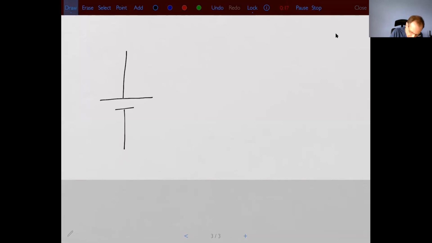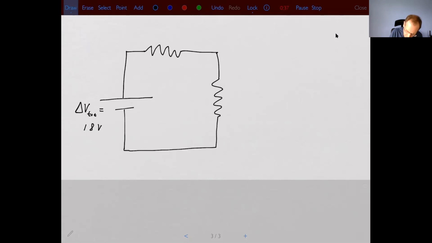Okay, so this is the circuit that I want you to construct for that last part of the lab. So your battery, you're going to make that an 18-volt battery. So you can think of it as delta V total. This is going to be 18 volts. Then you're going to have a resistor here, and then 3 resistors in parallel. So one there, one there, and then one here.